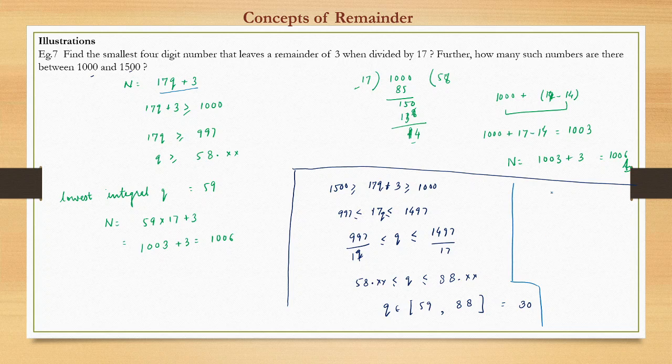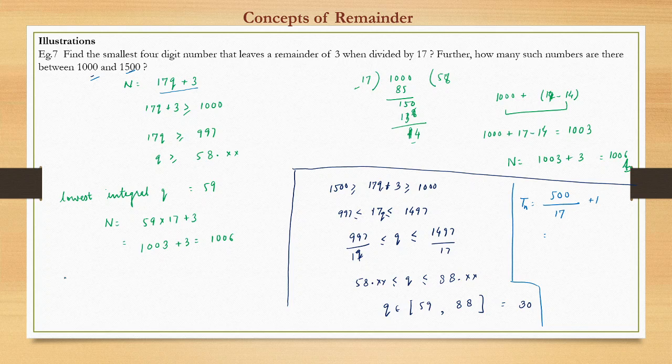So how many terms would be there in a span of 500? Between 1000 and 1500 is 500. So in 500, how many numbers would be there as a span of 17? So it is nothing but this minus this, divided by the common difference, plus 1. This is the formula for the number of terms of an AP, for those of you who understand it.